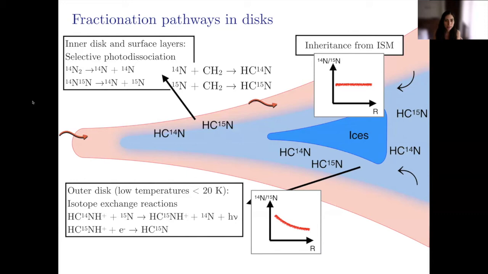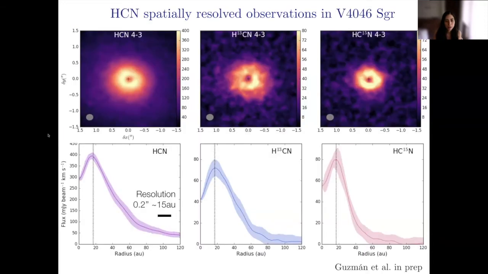So it's the J=4-3 transition. And we can now really start resolving the emission in the disk, and we even see the hole in the center that is due to the central cavity that we see in the dust continuum. The resolution of these observations is now much better and corresponds to about 15 AU in spatial resolution.